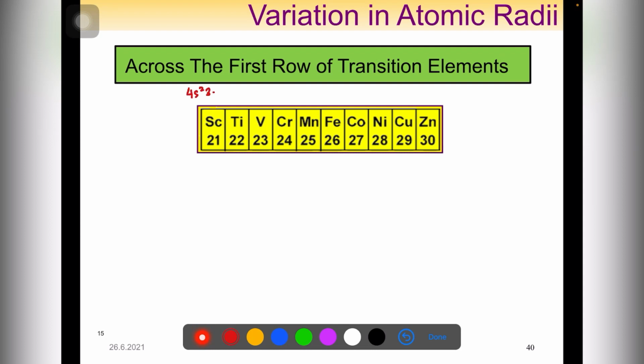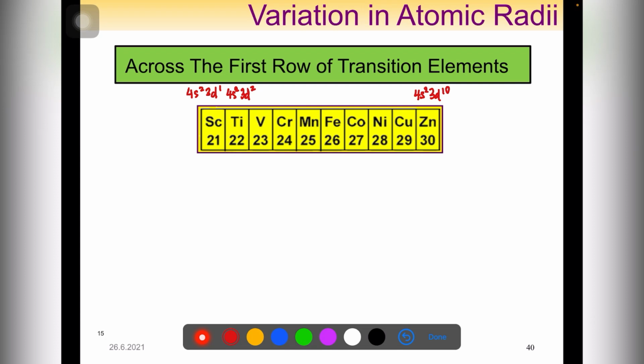4s2 3d1. So for titanium, still 4s2, because all these elements are in period 4, and the next electron will occupy the d orbital, so it becomes 3d2. So for vanadium 3d3, until zinc, it will end up here at 4s2 3d10. So the electron is added into the d orbital.